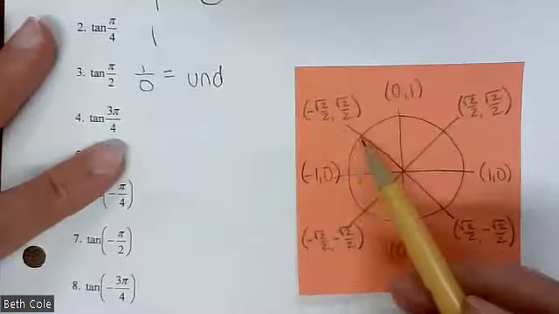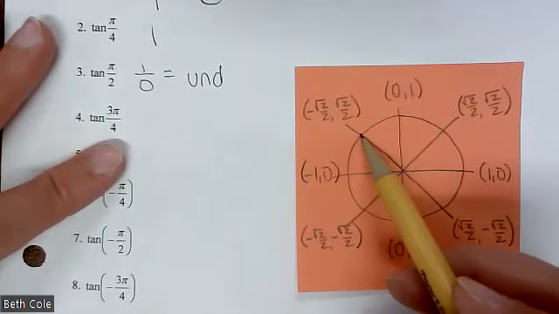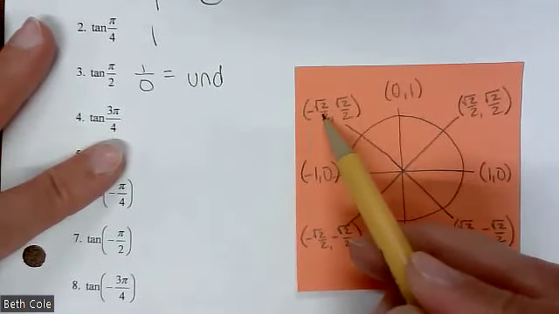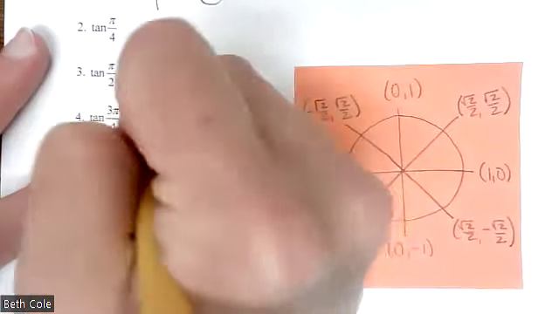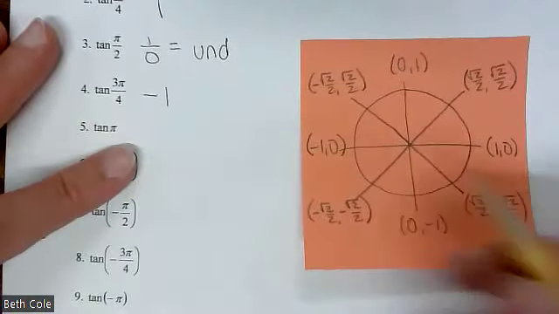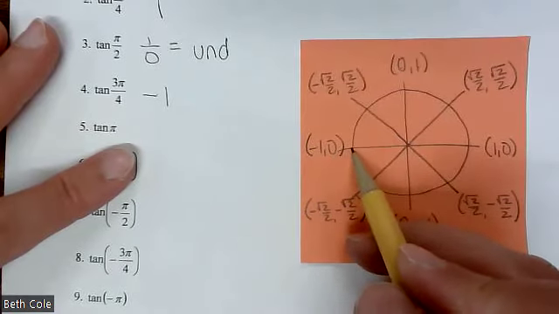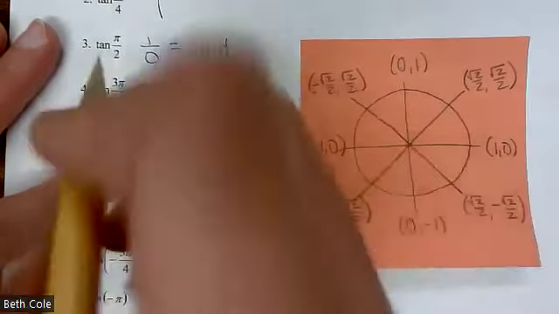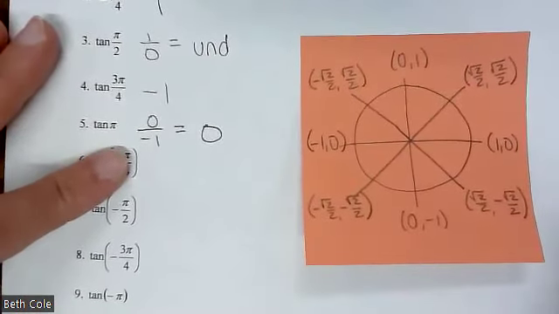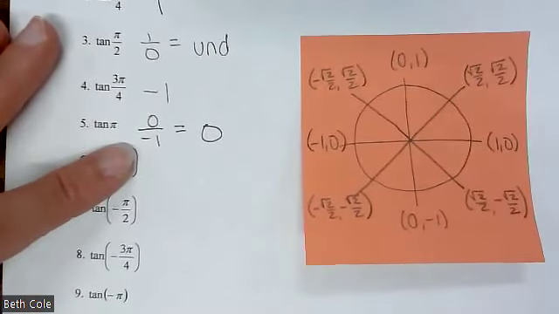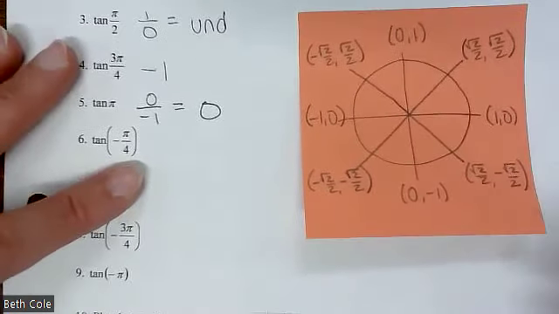All right, 3 pi over 4. Just watch me point to it. That's right here. Anything over itself is 1, but that will actually come out to be -1. Good. Cool. This is going well. And then pi is right here. If you put y over x, 0 over -1 is just 0. 0 in the numerator just gives you 0. It's when you try to divide by 0, you get an undefined.